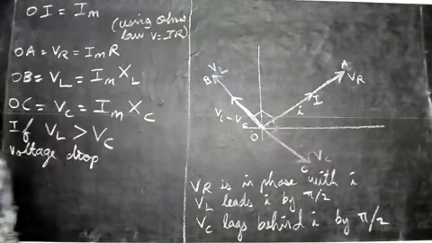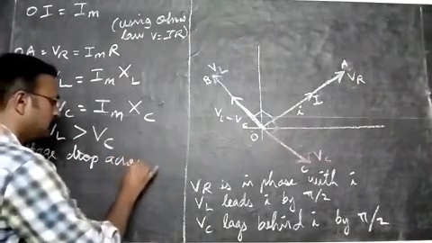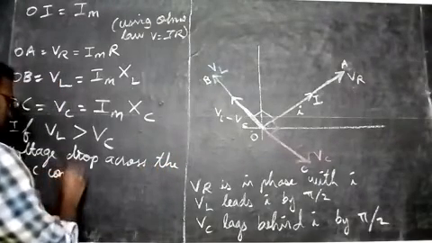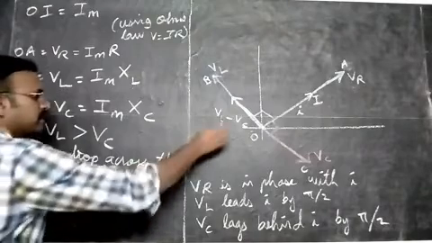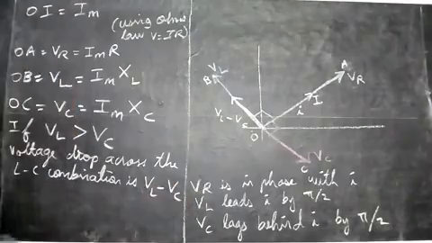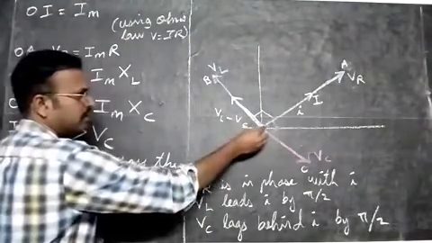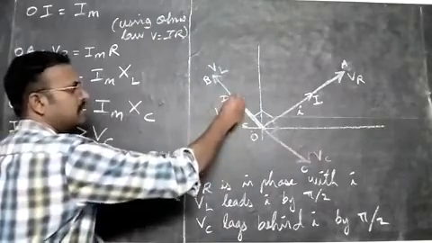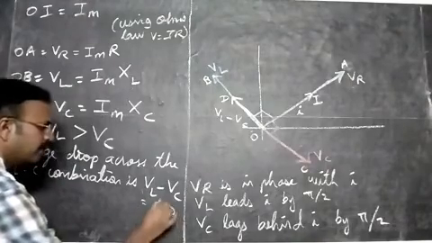across the LC combination, that means the inductor-capacitor combination, is this one, that is VL minus VC. This is the voltage drop. This one we marked O, and we wrote up to C, then we'll name this end of the phasor as D. That will be the OD vector.